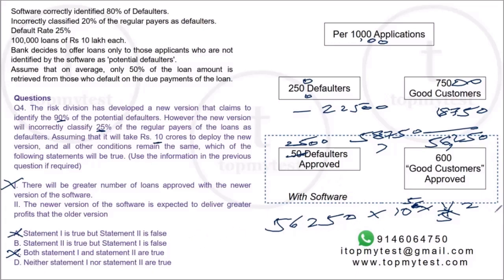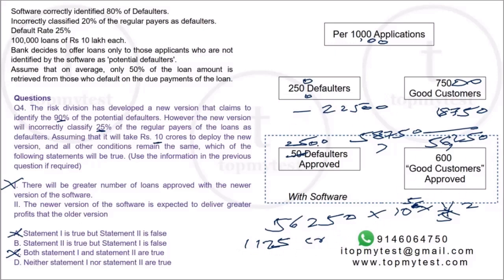56,250 into 2. So 56 into 2. You can use a calculator if you want. It's 1125. This will become crores. 1125 crores. That's going to be your income from the people who are going to pay, 1125 crores.